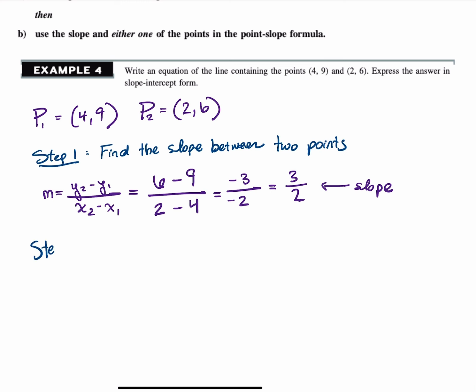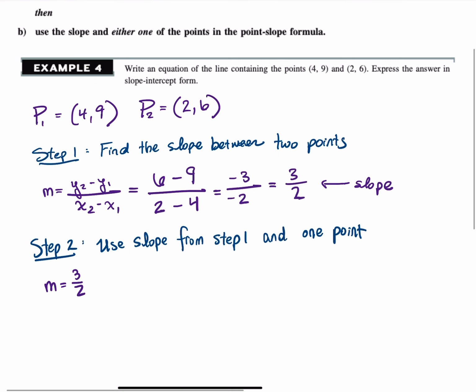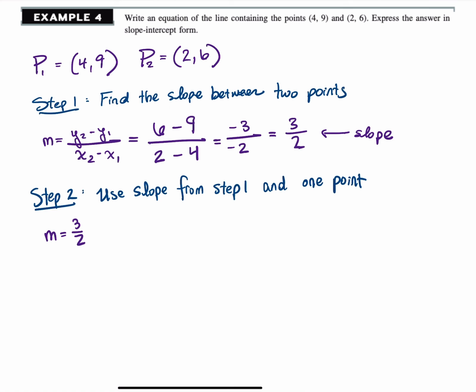So that will be step 2. So use the slope from step 1 and 1 point. So I'm going to just pick this first point, but this would work out if we pick the second point as well. So let's take our m value as 3 over 2, and our point will be 4, 9.